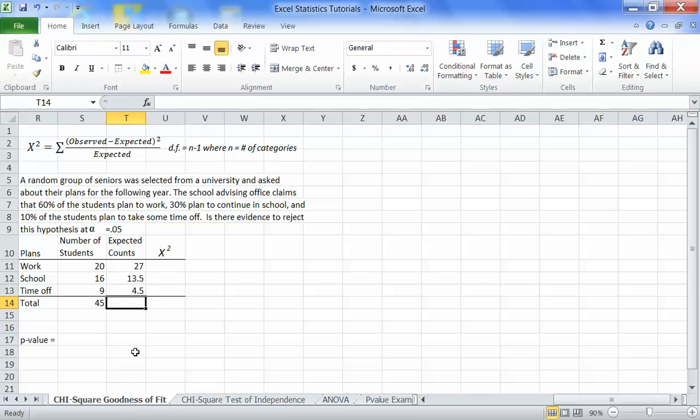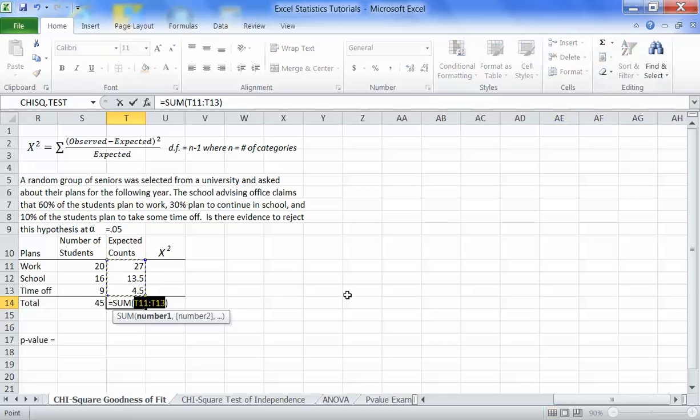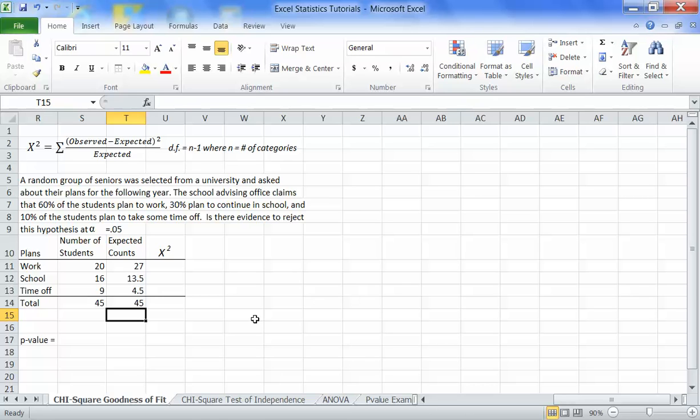Now, if you had a really large number of categories instead of just 3, you might cell reference this and anchor it and do a drag copy or something like that. But in my case, I just manually typed in these percentages. So I'm going to run the totals just to make sure that it adds up to 45. Now, even though these are counts, don't worry that some of these are decimals. These are theoretical values, so you actually carry all these. You don't round these.